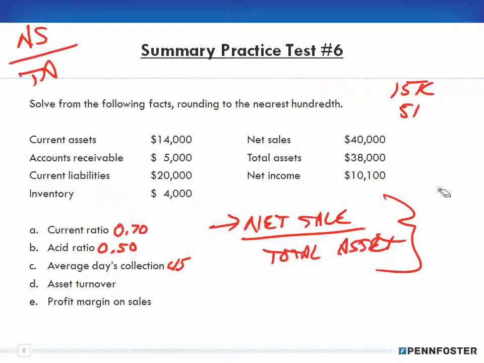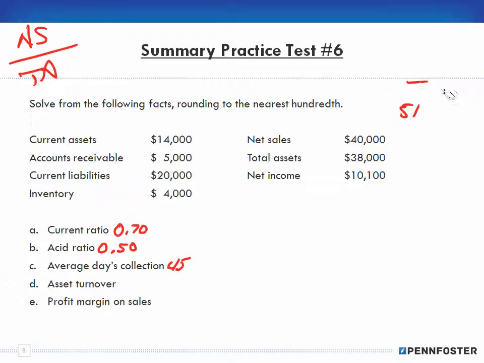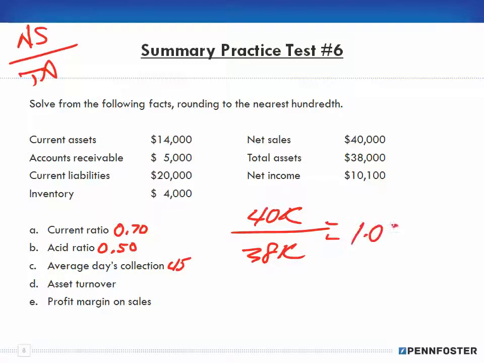With that said, and I know I've said it before, repetition is the mother of learning, and you're going to see it again in financial accounting and managerial accounting. So be forewarned. I have 40,000 as my net sales, and my total assets are 38,000. When I divide one from the other, I end up with 1.05. So my asset turnover is 1.05.